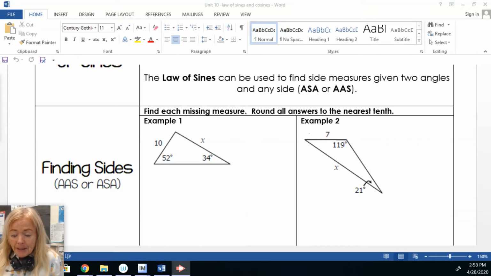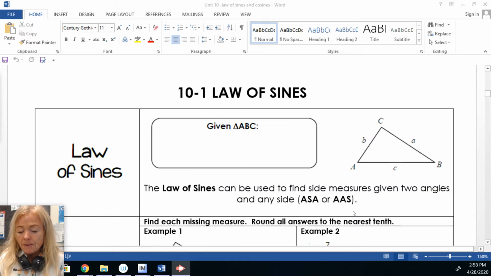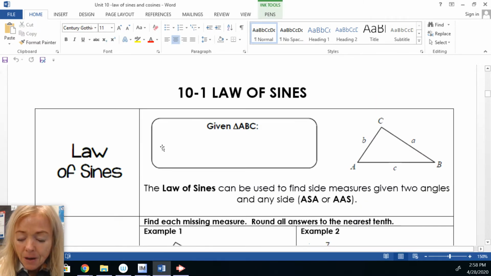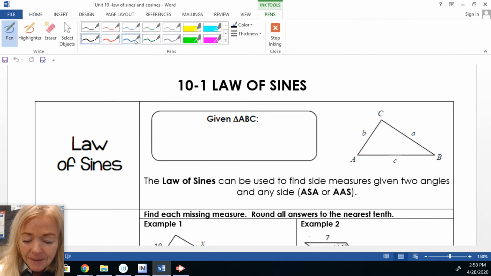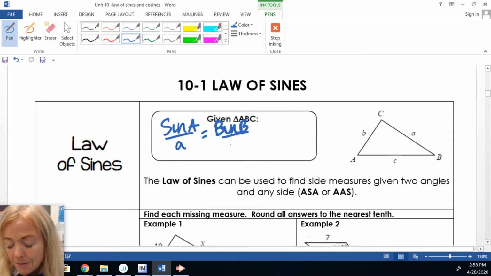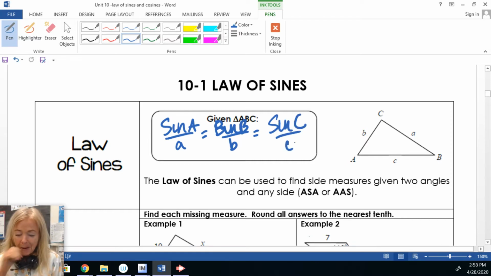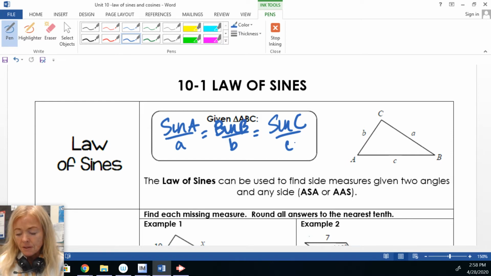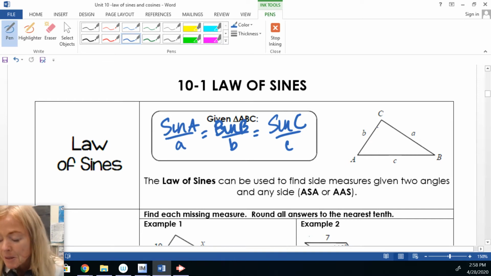I hope everyone's well. We are in Unit 10 and doing 10.1 Law of Sines, which if you recall was sine A over its opposite side length is equal to sine B over its opposite side length is equal to sine C over its opposite side length. Okay. Now, one of the things I didn't go over in the first lesson was that you could only use it in certain cases.